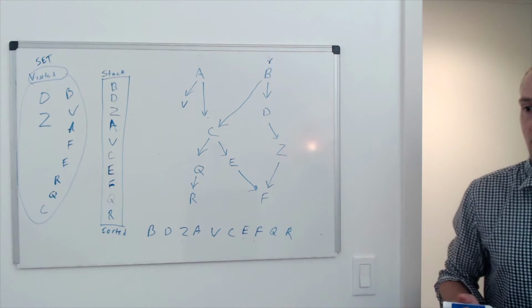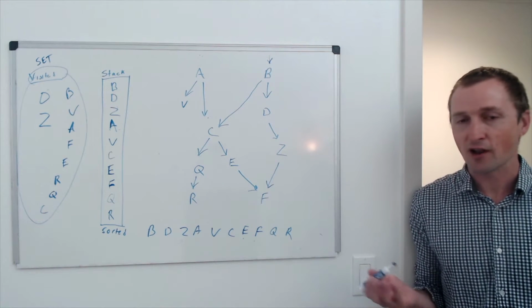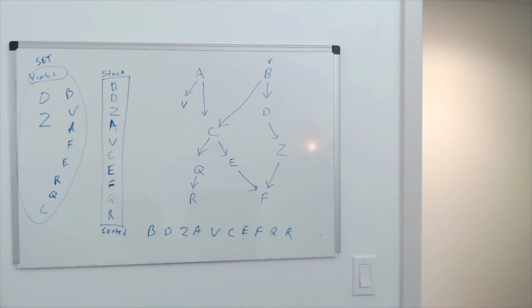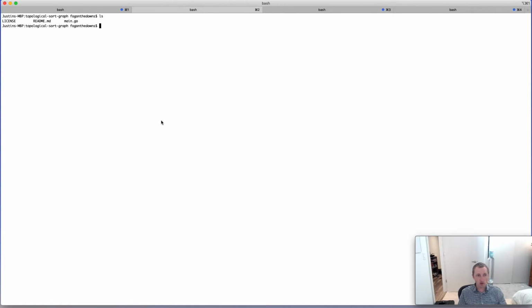So that is our sorted graph. That's it. It's that easy. Now I'll take you through the code. Right now I'm going to show you the code in Go, my implementation of the topological sorted graph. So I'm going to jump into main.